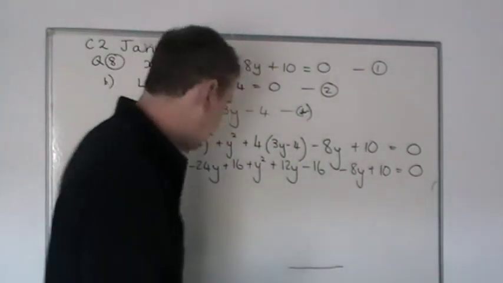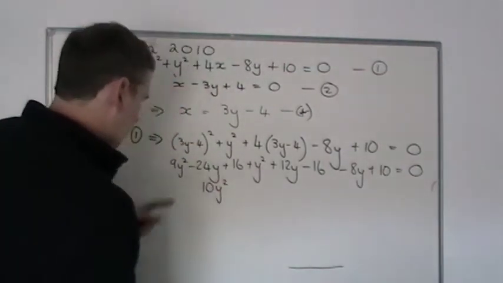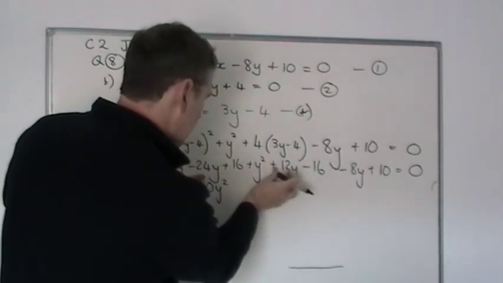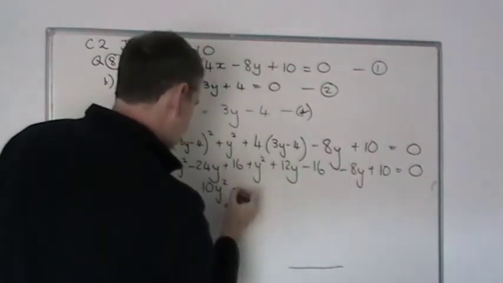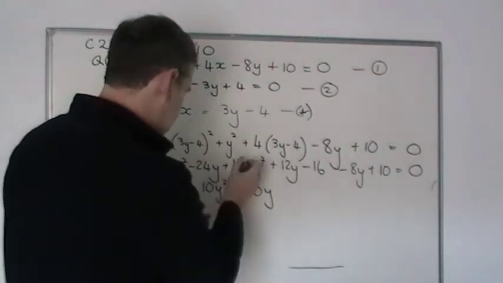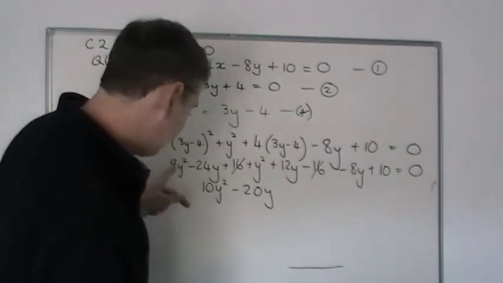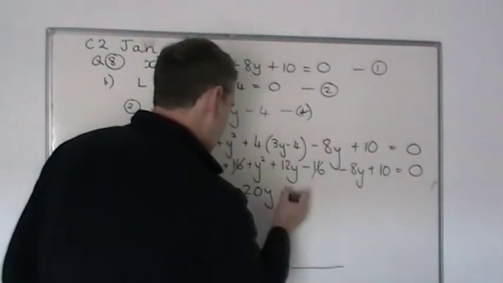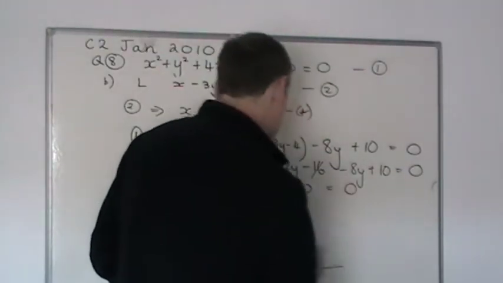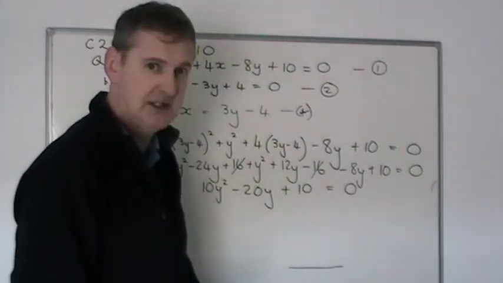Let's just tidy things up. 9y squared plus another y squared, you've got 10y squared. Minus 24y plus 12y is minus 12y. Minus 12y minus 8y is minus 20y. Then we've got numbers to collect together. I've got a plus 16 there, which actually, if you look, will cancel with the minus 16, so they disappear. And the only other number I've got is plus 10. So plus 10 goes straight down. Equals 0. So there you go. We've got a quadratic equation. It's in the right format. We've got 0 on the right hand side.